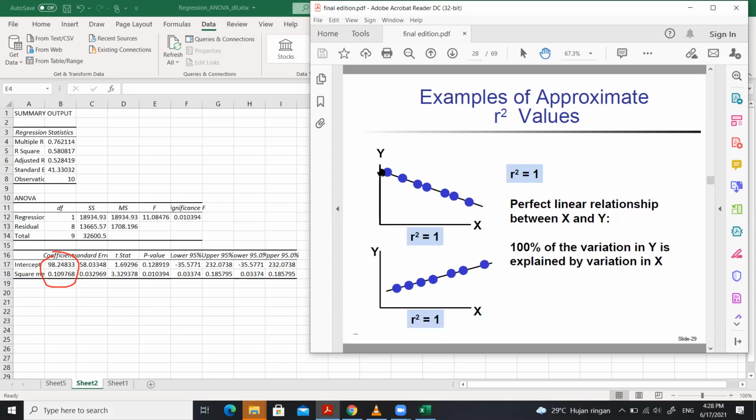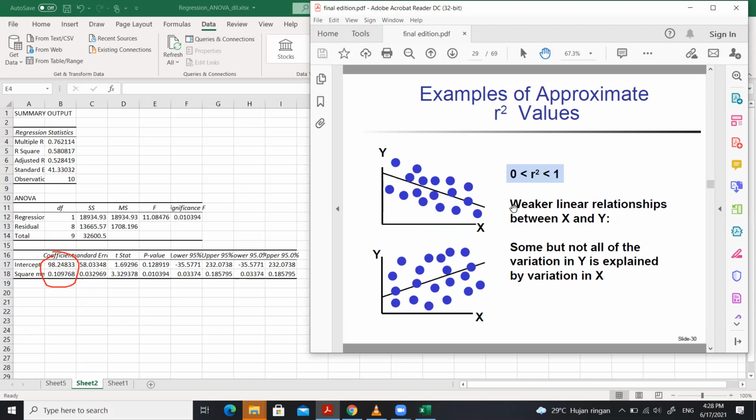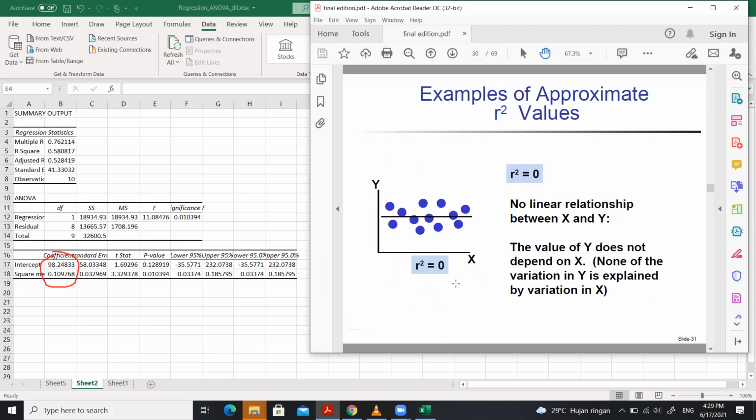The condition of 1 is when the data is perfectly on the prediction line. Otherwise, as it decreases, for example going toward 0, it means the data becomes spread. Yeah, spread, you can see here. And when it is 0, the data has no correlation.